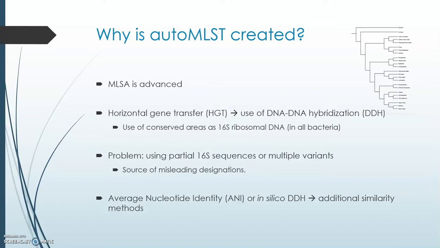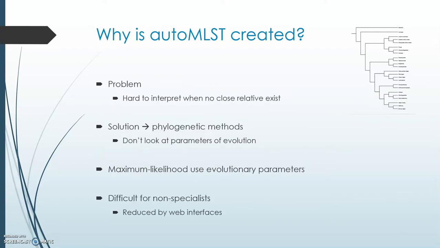This method is supplanted by genomic sequencing of conserved areas such as the 16S ribosomal DNA sequence present in all bacteria. The problem with this method is that complications such as using partial 16S sequences or multiple variants can be a source of misleading designations. Methods such as the average nucleotide identity, or ANI, or in silico DDH have provided additional similarity methods using whole genome data. The problem with the similarity-based approaches is that it's difficult to interpret when no close relatives exist in the current database. A solution for this is the use of phylogenetic methods.